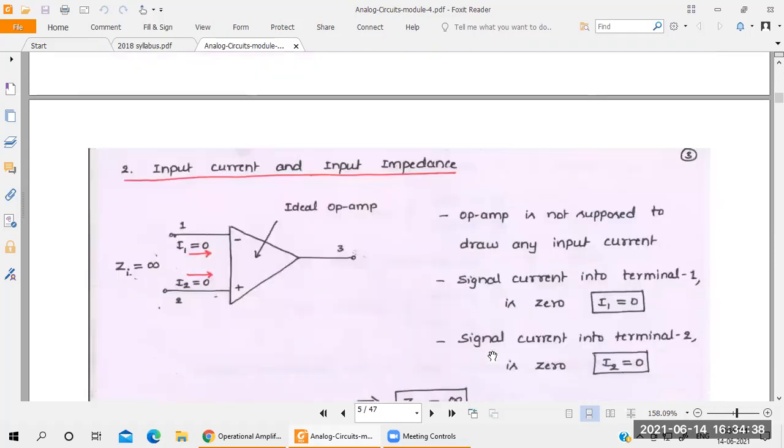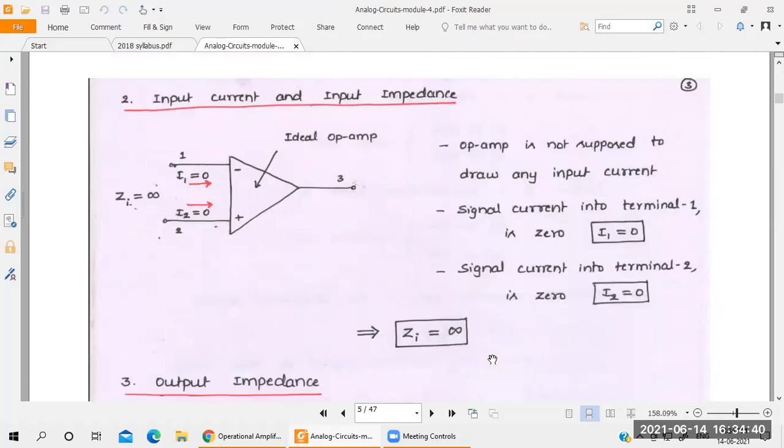Next, this is very important here. Input current and input impedance. Input impedance means what here? Resistance. Okay, input current means what here? It's a flowing current. So current across the input side, you can call it the input current.